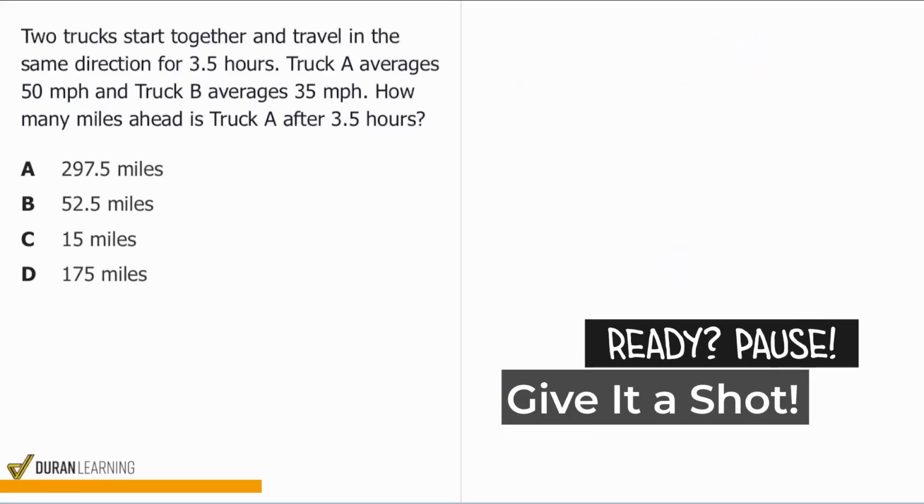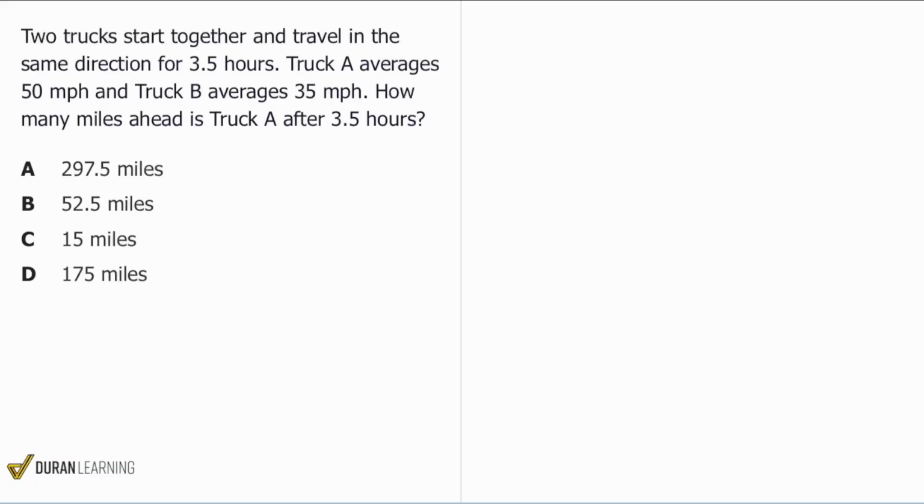All right, taking a look at this next problem here, everybody. First thing we do, read the question sentence. Give yourself the opportunity to understand what's going on. So here it says, how many miles ahead is truck A after 3.5 hours? Okay, everybody, right here: how many miles ahead? So how much further is truck A from truck B?